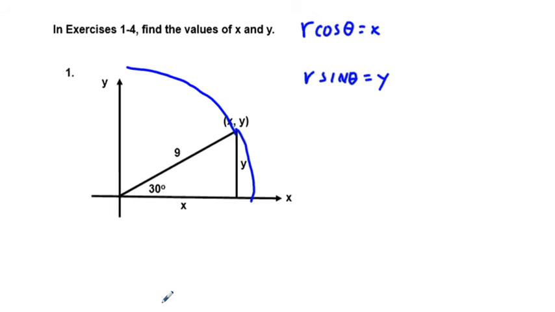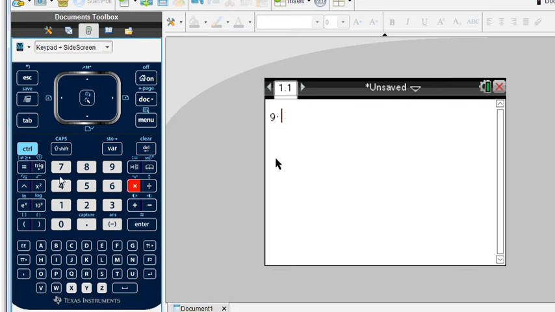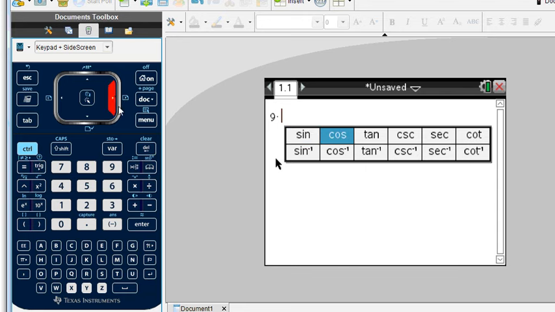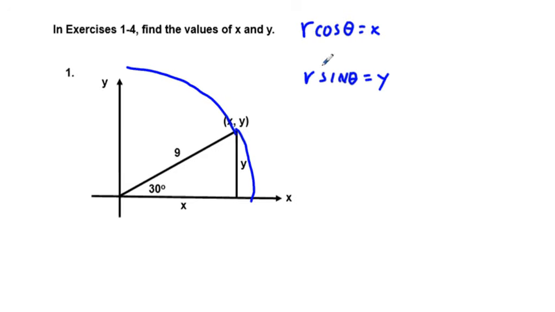And let's go ahead and put this in our calculator. We have R, which is 9, times cosine of 30 degrees. We've got to make sure our calculator is in degrees, which I already have done. We get approximately 7.794. So we go here, we'll put x approximately 7.794. And that's going to be our x value.